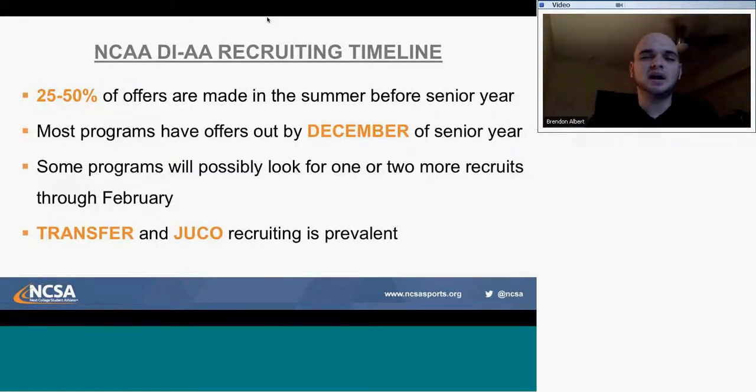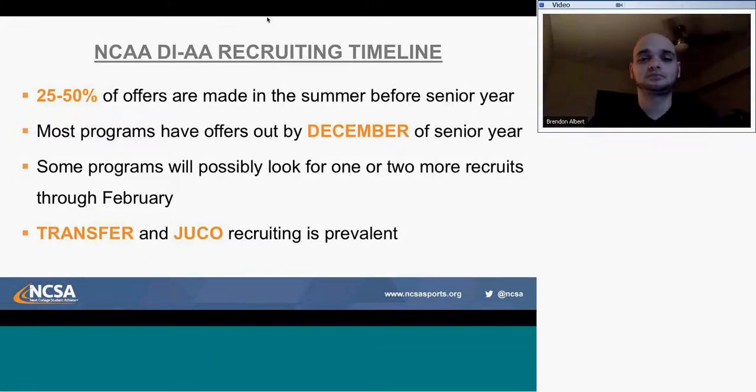Here with their timeline, about 50% of their offers are going to be made before the senior year. There's a 50% chance we'll get some offers during the senior year, but that only happens if we're talking with Division I-AA schools during the senior year. If we're talking with Division I-AA schools during the senior year, it's probably going to happen as well. Division I-AA schools are also very hot spots for transfers and junior college players.